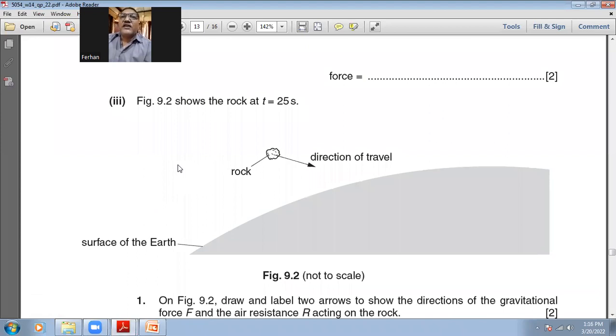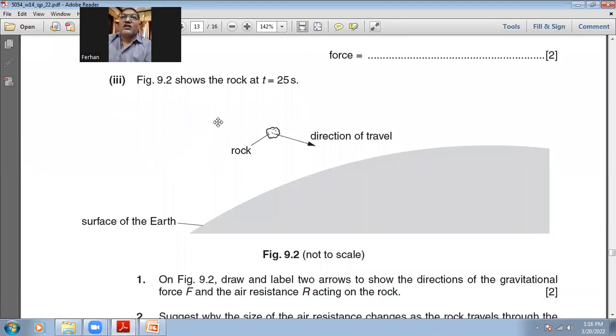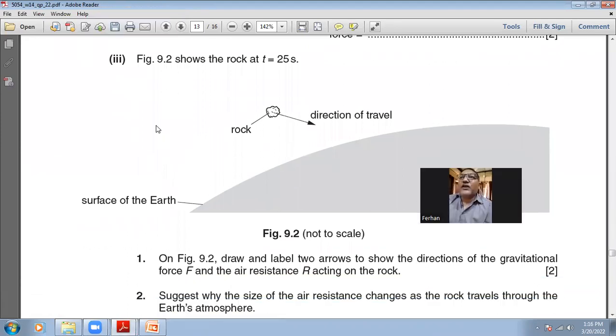He says figure 9.2 shows the rock at t equals 25 seconds. So here is that rock which is coming out of space and is coming towards the earth. So this is showing the earth. The direction of travel of the rock is this, and this is the surface of the earth. On figure 9.2, draw and label 2 arrows to show the direction of the gravitational force F and the air resistance R acting on the rock.